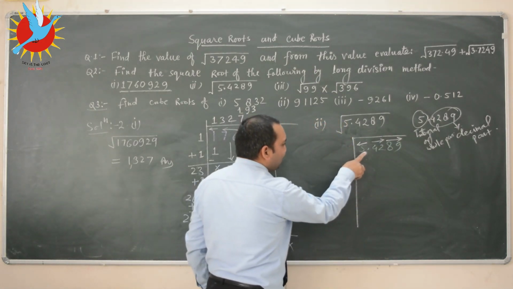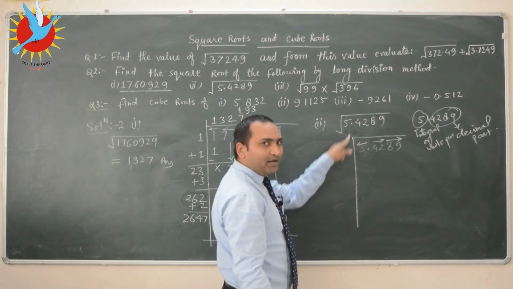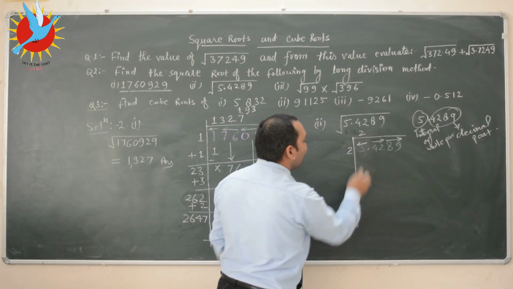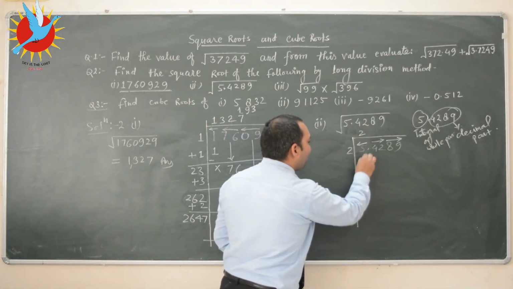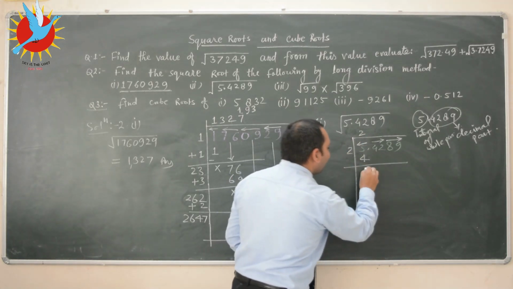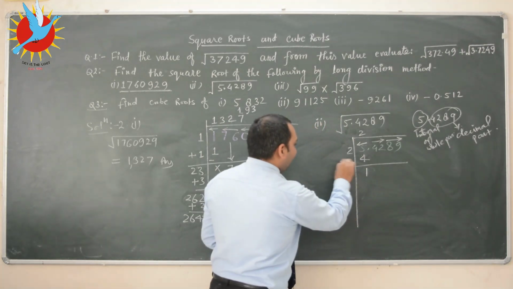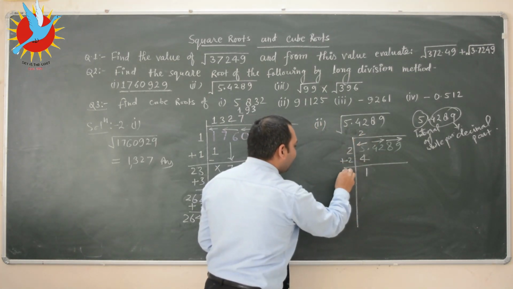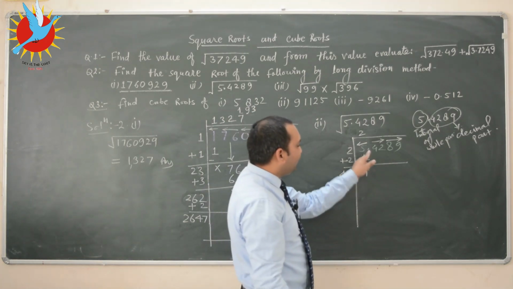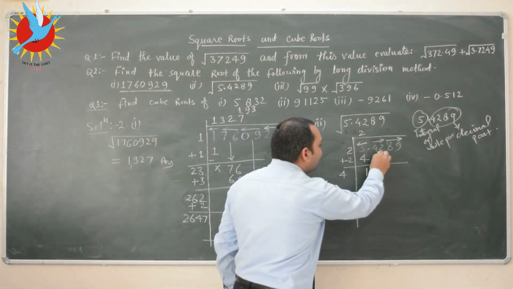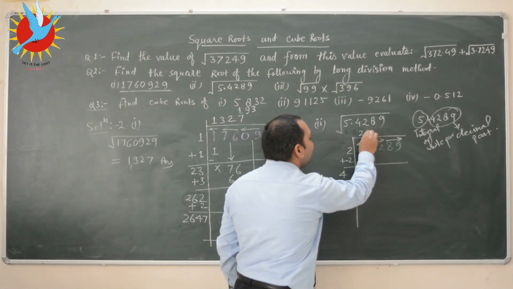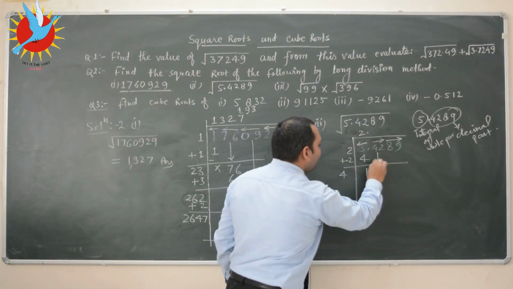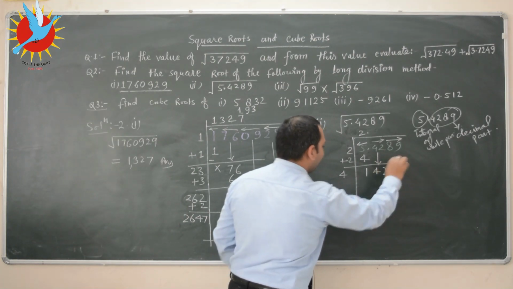The whole part is 5. We take 2, because 2 multiplied by itself, 2 into 2, is equal to 4. So 5 minus 4 is 1. We add the same number previously, 2 plus 2, that is 4, and here a decimal point. Before this we write the decimal point here, and we bring down the decimal part, 42.